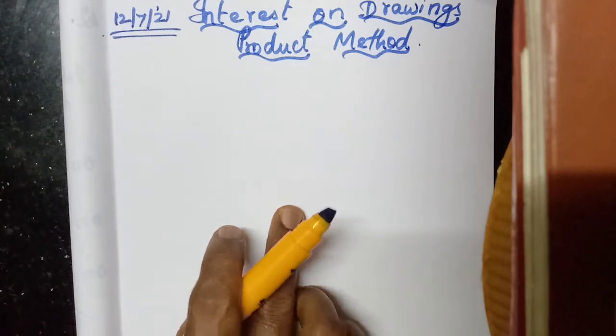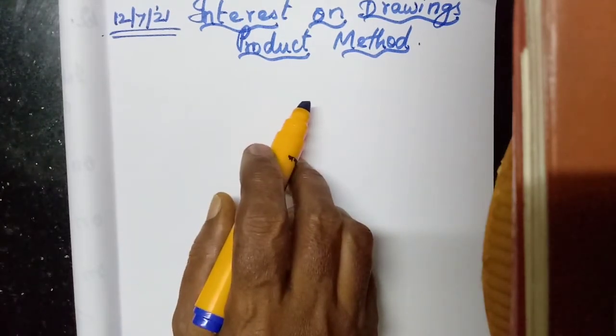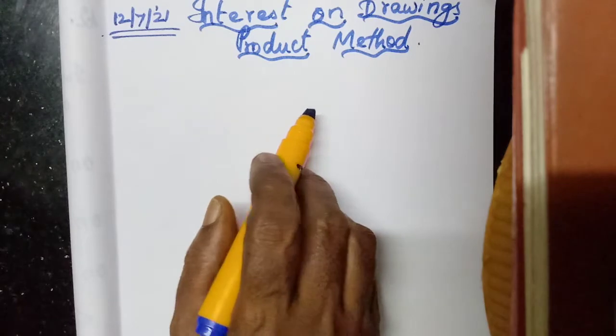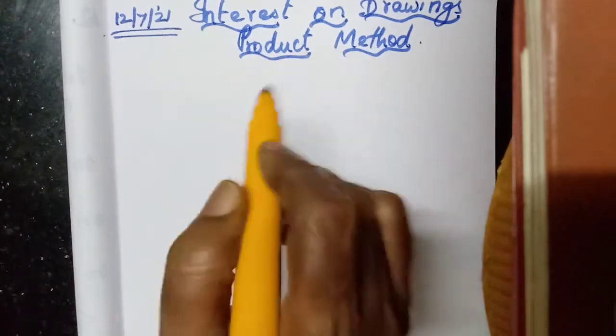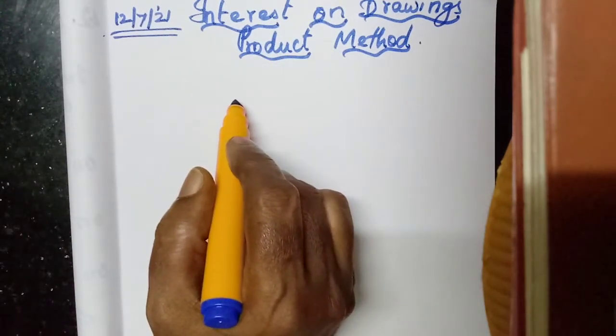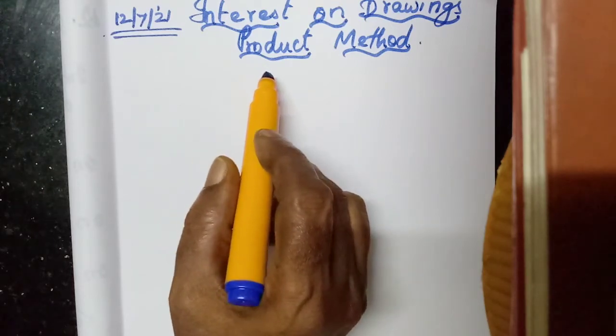Good students. So Monday today we are going to start the next heading, interest on drawings. Another method we are going to learn in accountancy. Okay, it is in the third lesson, on page number 99.